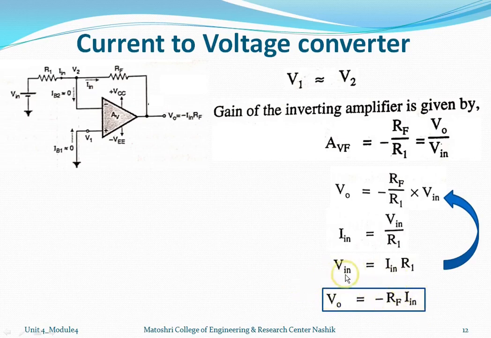And from these equations you can clearly see that if the feedback resistance is a precise resistance, then our output voltage is proportional to input current. So in this way, our input current is converted into the output voltage. So this is the inverted mode current to voltage converter.